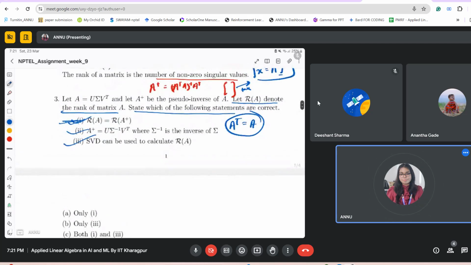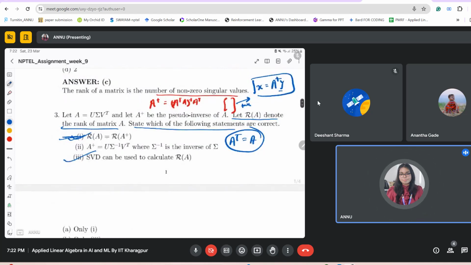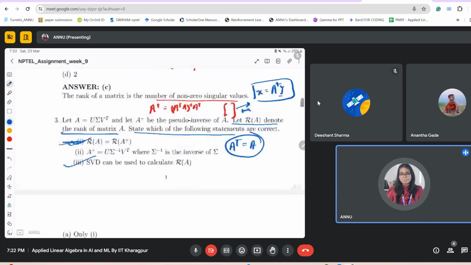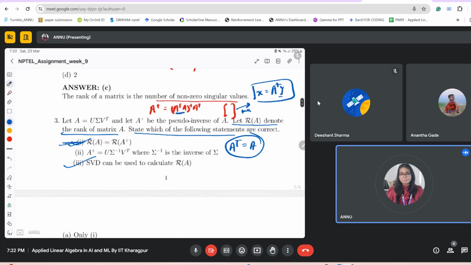1 and 3. The second is not correct. Let's see why it's not correct, but I hope this is clear. The rank of A plus is the same as the rank of A, because this is full rank, so it won't affect anything. The rank of A transpose and A is the same. So that's why this is the same.